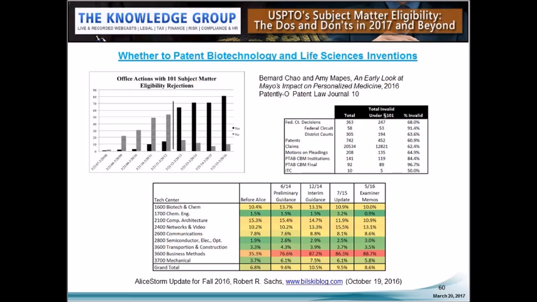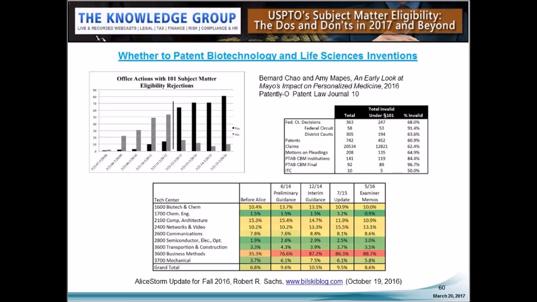For example, data presented at the Intellectual Property Scholars Conference at Stanford addressed patent applications in 8 categories that commonly include personalized medicine patents. The data demonstrated that following the Mayo decision in 2012, the Patent Office was nearly 4 times more likely to deem the subjects of such applications unpatentable, and applicants were less than half as likely to overcome Section 101 rejections. And some of that data is referenced on this slide and is sourced from the Chow and Mapes article up on the left-hand side there.